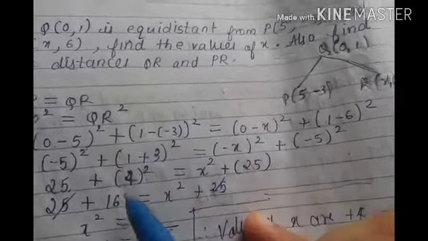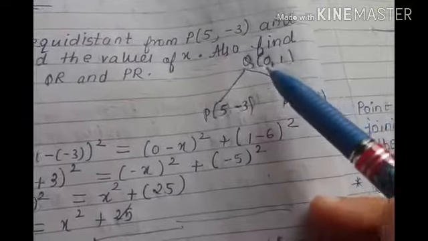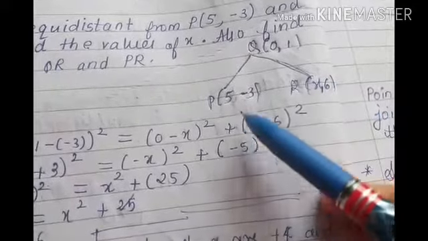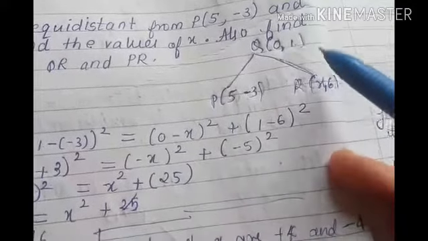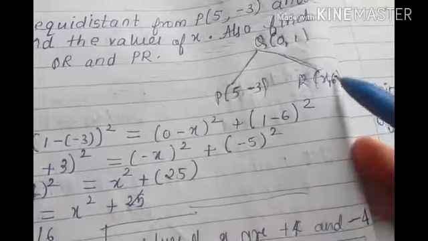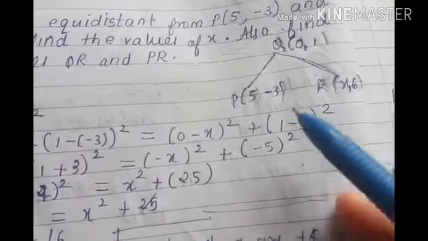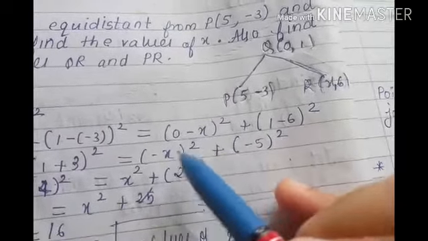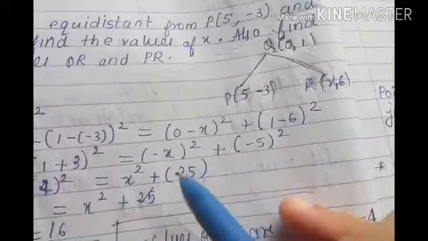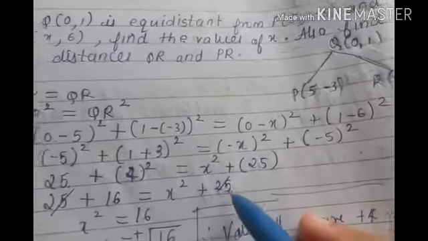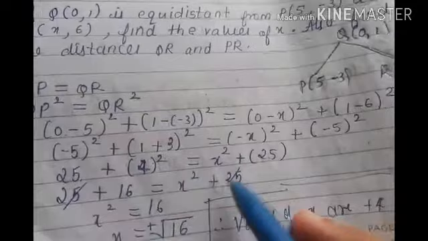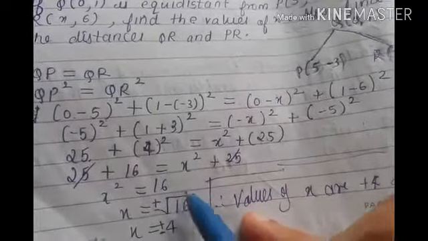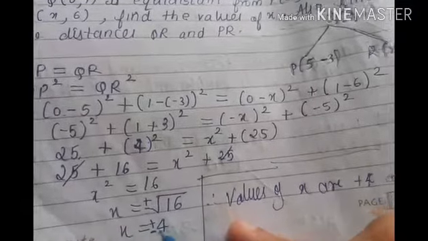This is how we get the left hand side. Right hand side now: 0 minus x the whole square plus 1 minus 6 the whole square. 1 minus 6 is minus 5, and 0 minus x is minus x, the whole square is x square. Minus 5 square is plus 25, so x square plus 25. There is 25 on both sides, cancel it. So x square is equal to 16, so x is equal to plus or minus root of 16, which is plus or minus 4.